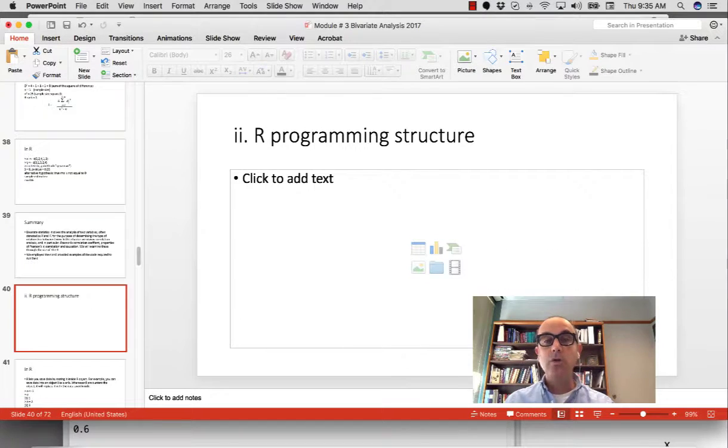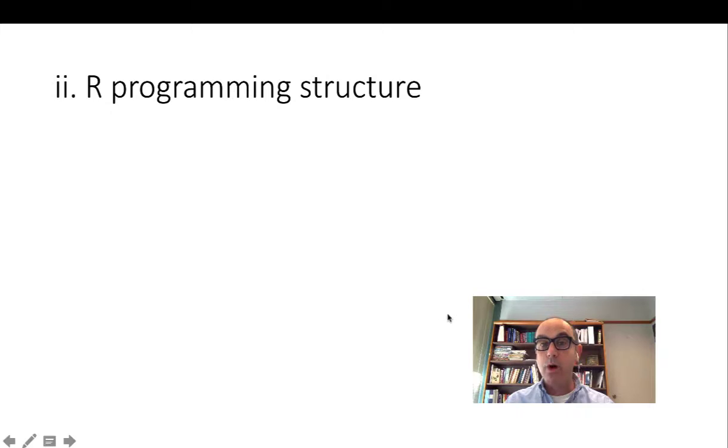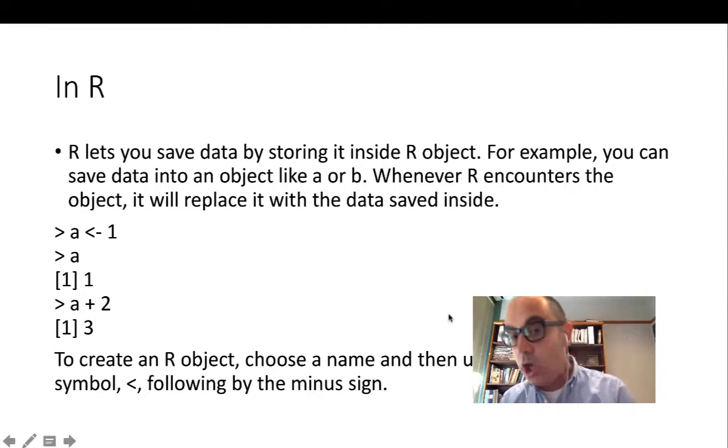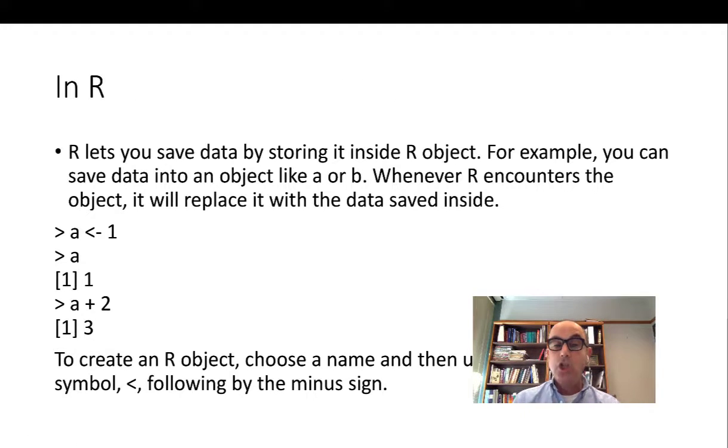But now I want to start talking about the R programming structure, which is important by itself. R lets you save data by storing it inside an R object. For example, you can save data into objects like A and B, like we did with X and Y. Whenever R encounters the object, it will replace it with the data saved inside.